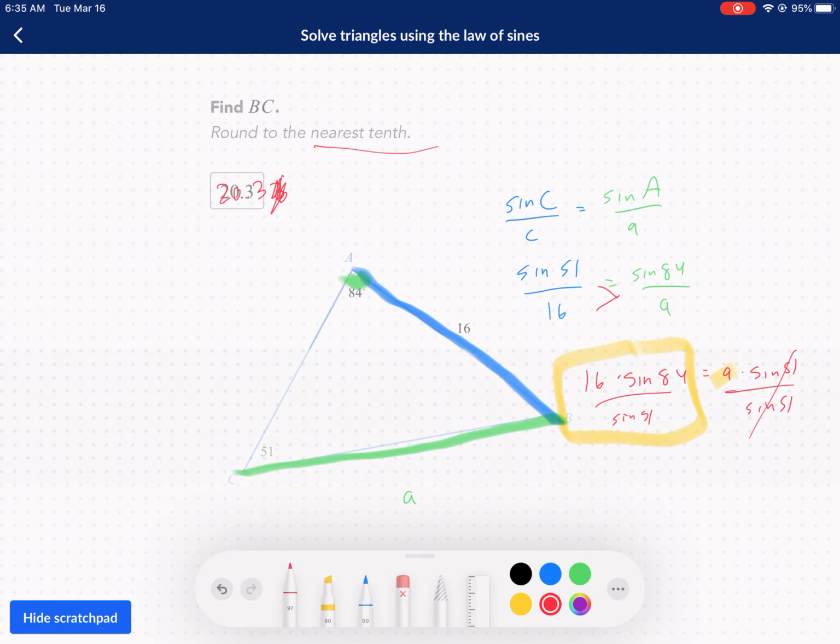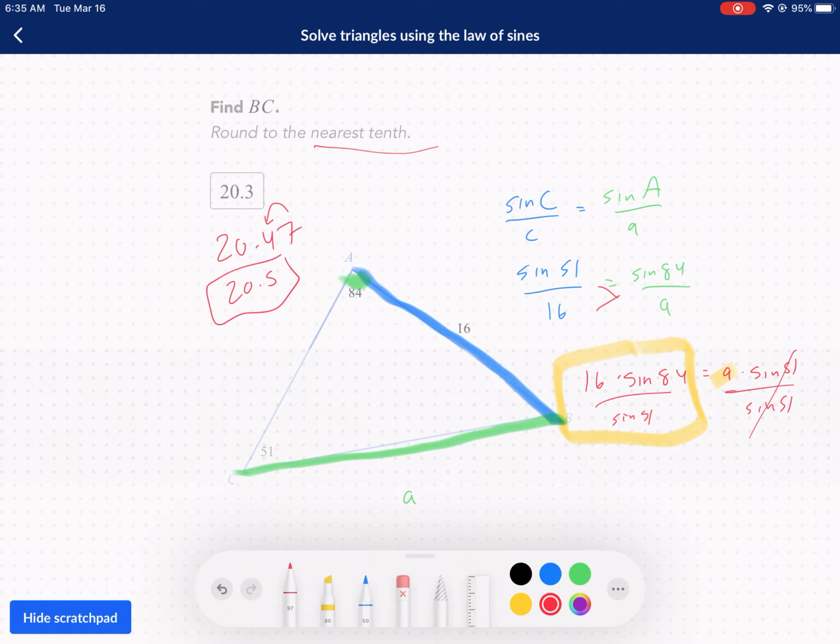let's just double check. Sine of 80. Oh, I put sine of 81. Okay, hold on. I got this. Sine of 84. I don't know why I put 81 on my calculator. Divided by sine 51. Sometimes you can be extra careful and you still mess up. So guess what? It was 20 point. We were very close. It was 20.47. So this rounds up to 20.5.